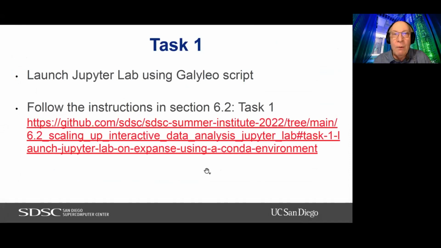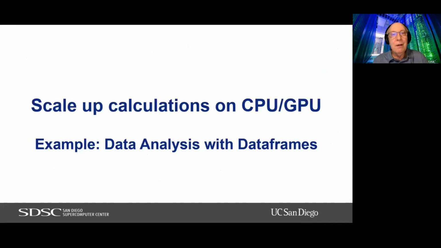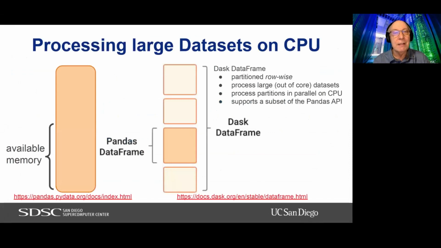While this job is launching, I'm going to go through what we're actually going to do. We're going to talk about scaling up calculation on CPU and GPU. As an example, we use data analysis with data frames. If you're a user of R, you're probably familiar with R data frames. If you're a Python user, I'm sure you have used pandas data frames before, but they have some limitations. I want to try to overcome those limitations.